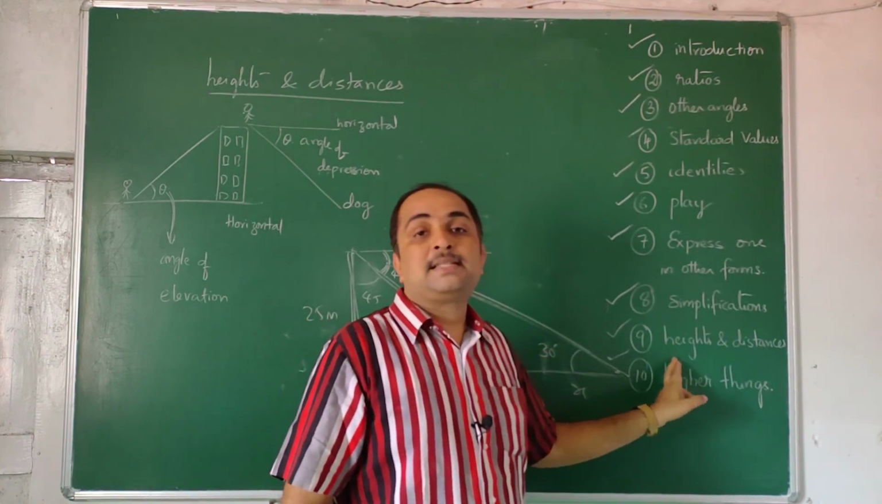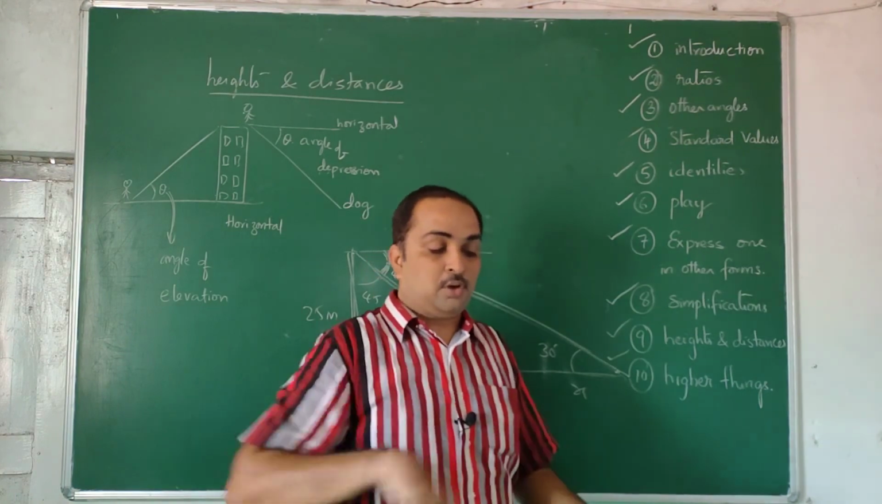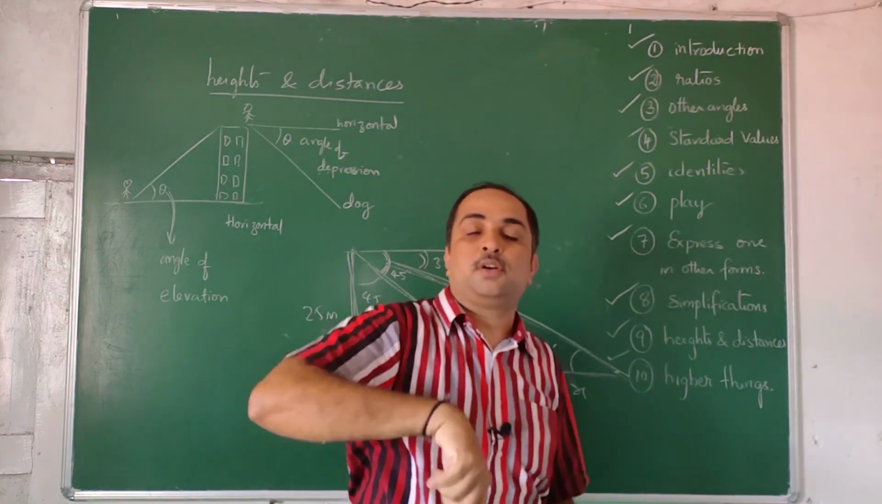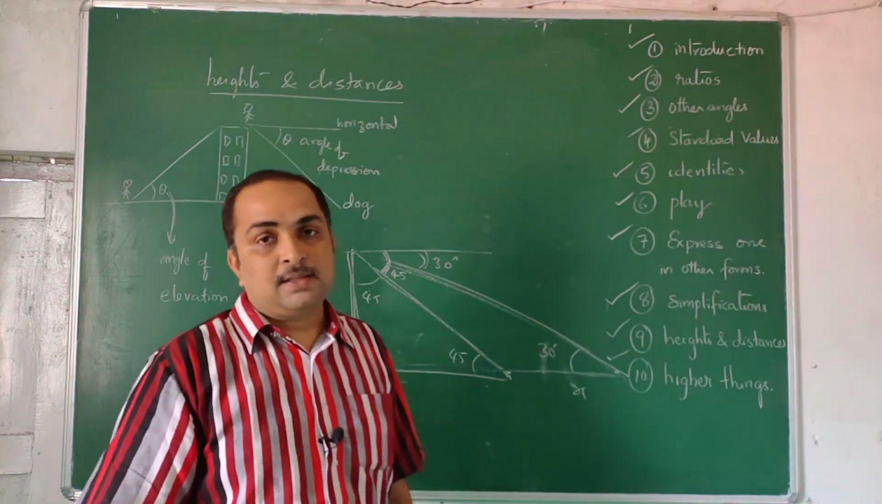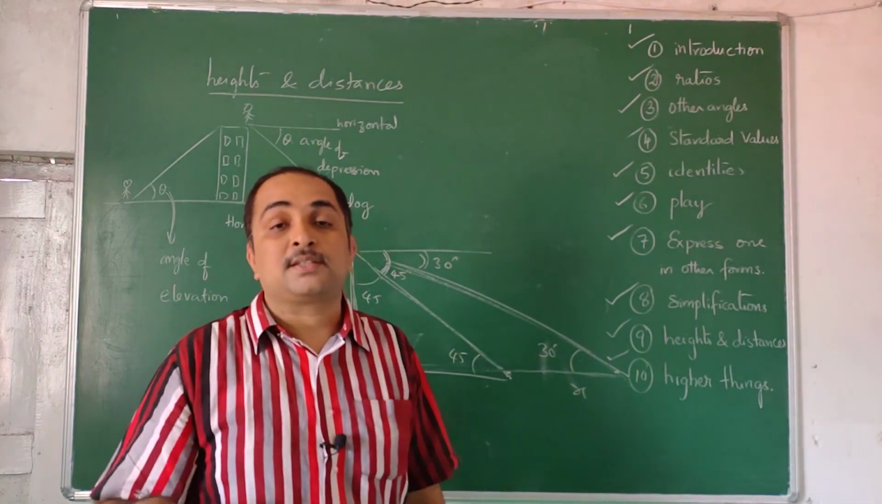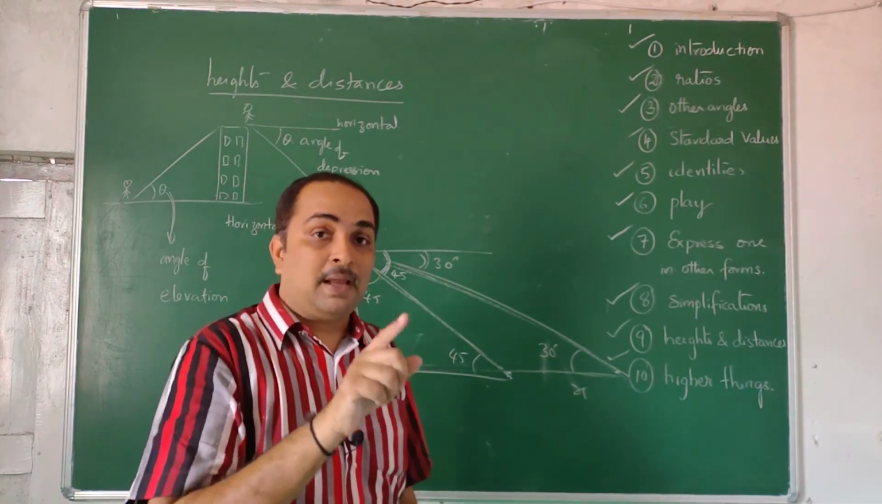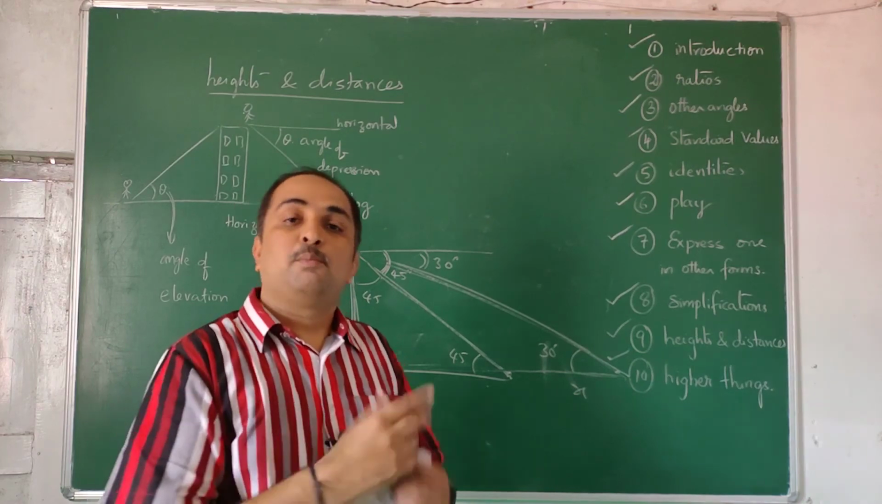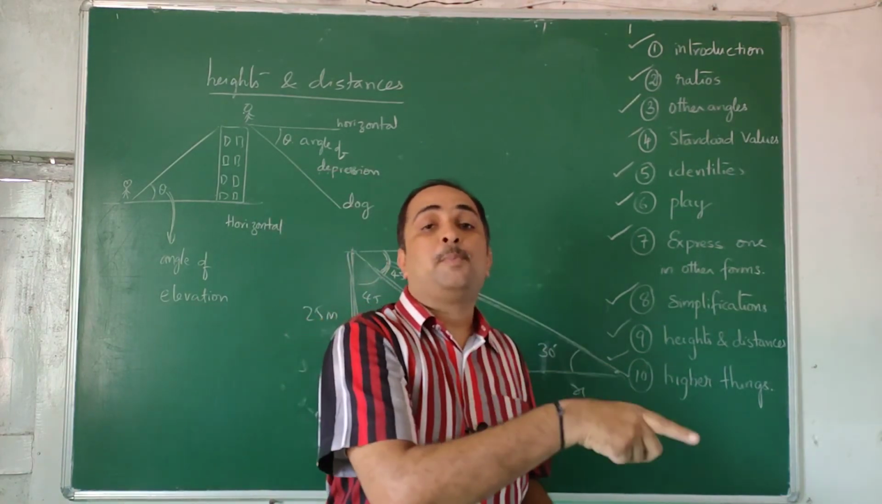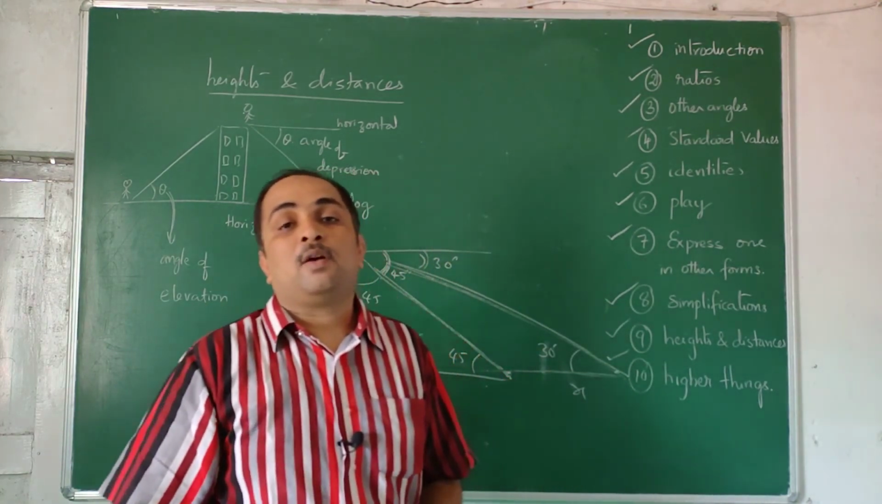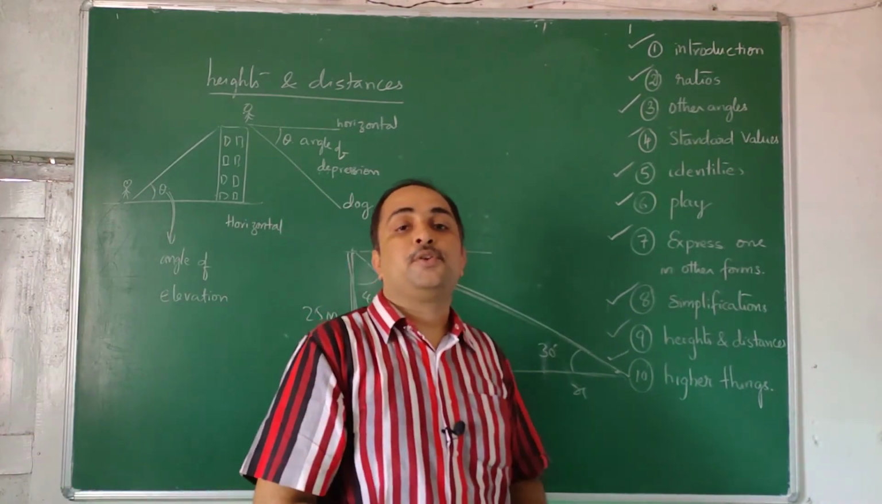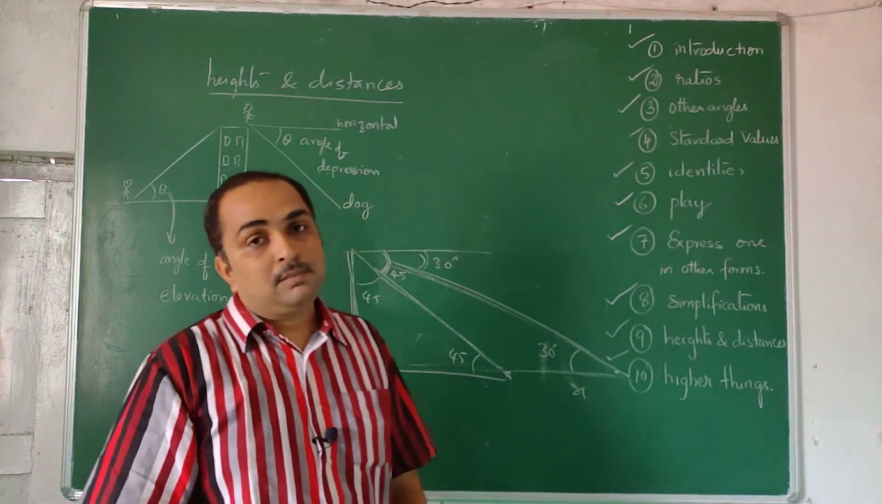Next is heights and distances. Angle of elevation with respect to horizontal, angle of depression with respect to horizontal. Angles will be related to sides. Side will be either a height or a distance. I repeat, side will be either a height or a distance. Both are lengths only. Height will become either opposite or adjacent. Distance will become either opposite or adjacent. The direct line will be a hypotenuse, and play with sine, cos, tan, cot.